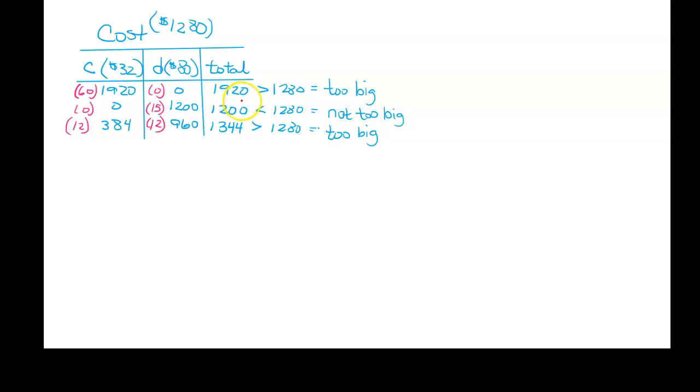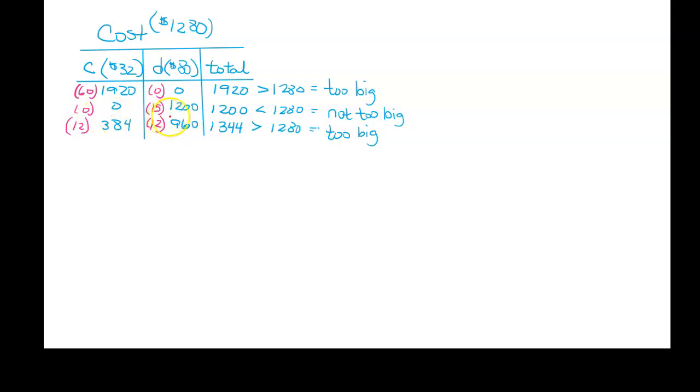And to purchase all cats, we determined yesterday would cost this much, and we know that that's greater than the $1,280 that they have available to spend. So this combination, 60-0, would be considered too big. Likewise, the 12 and 12 would cost $1,344, which is greater than the amount that they have available to spend. And so that would also be considered too big. So for the first combination and this third combination, if we were going to graph those today, we would graph those in one color.